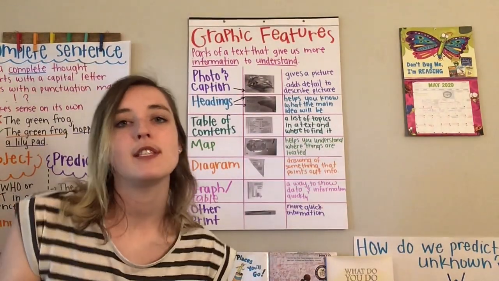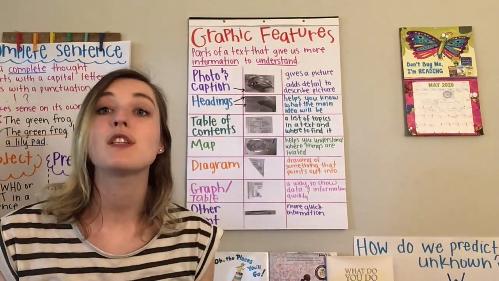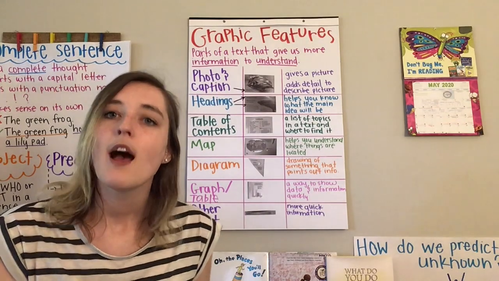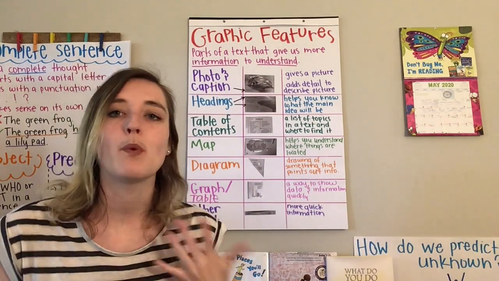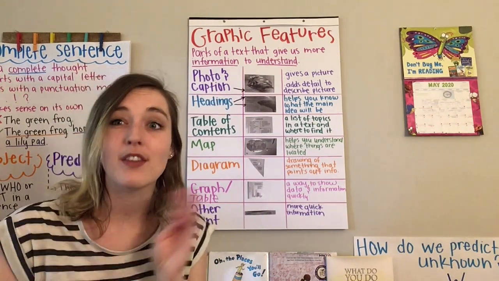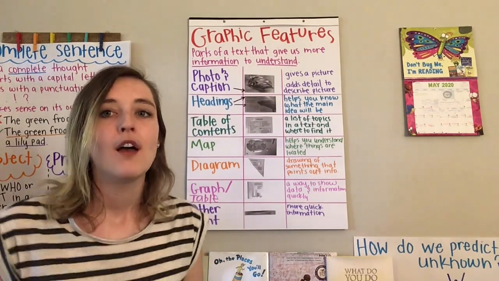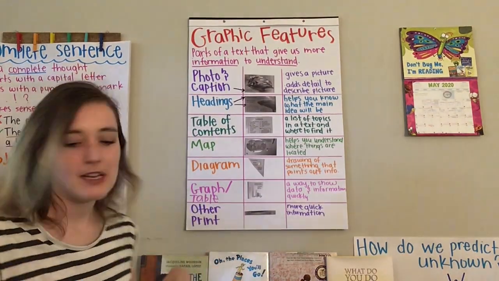So we also have seen this with tables as well, where tables just give you quick information. Sometimes it has to do with numbers, but it's a way for you to quickly access information rather than rereading an entire paragraph. All right, and then the last one we're going to talk about is other print.